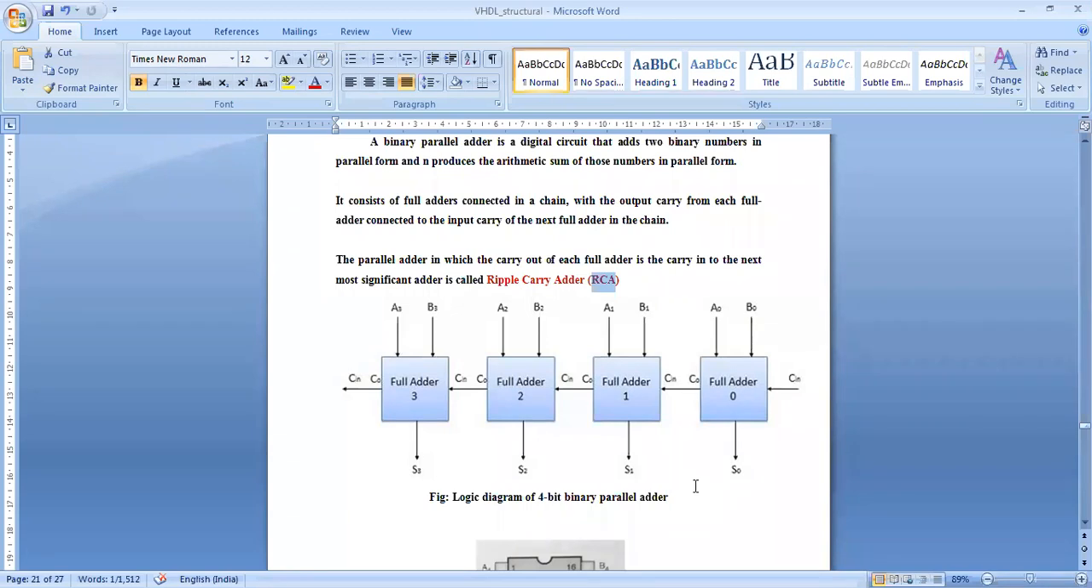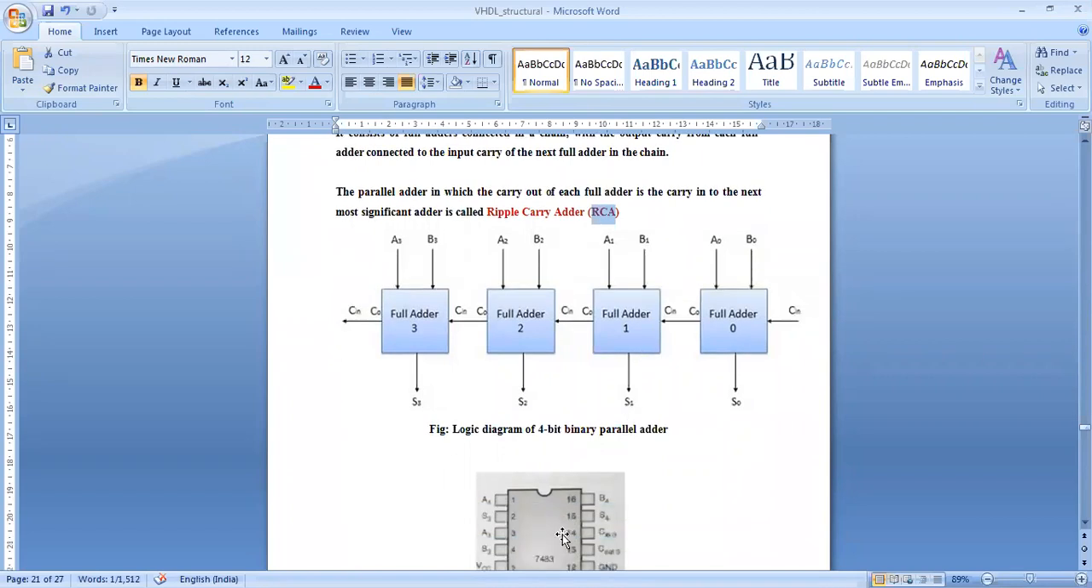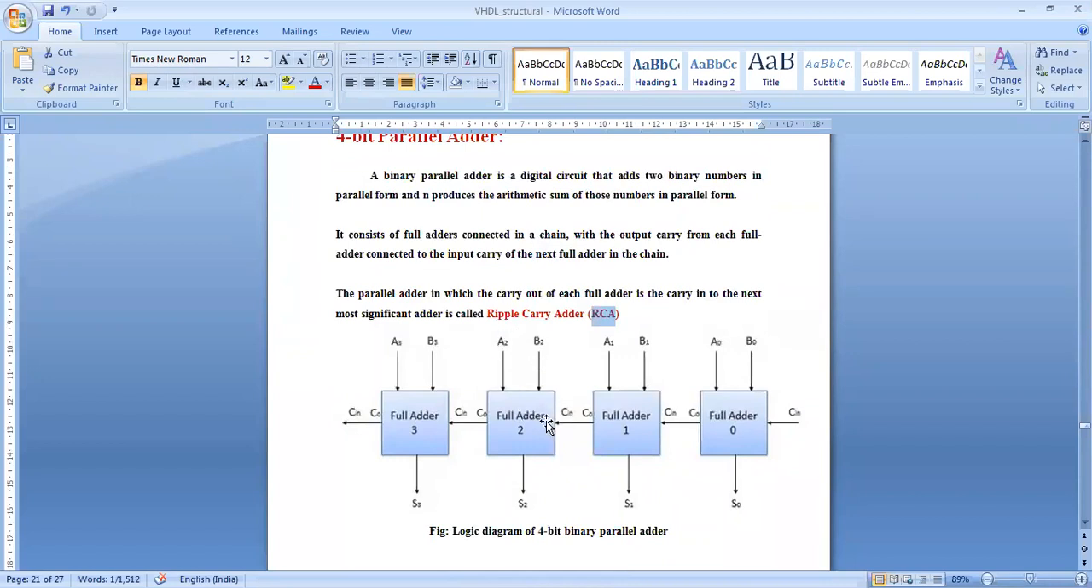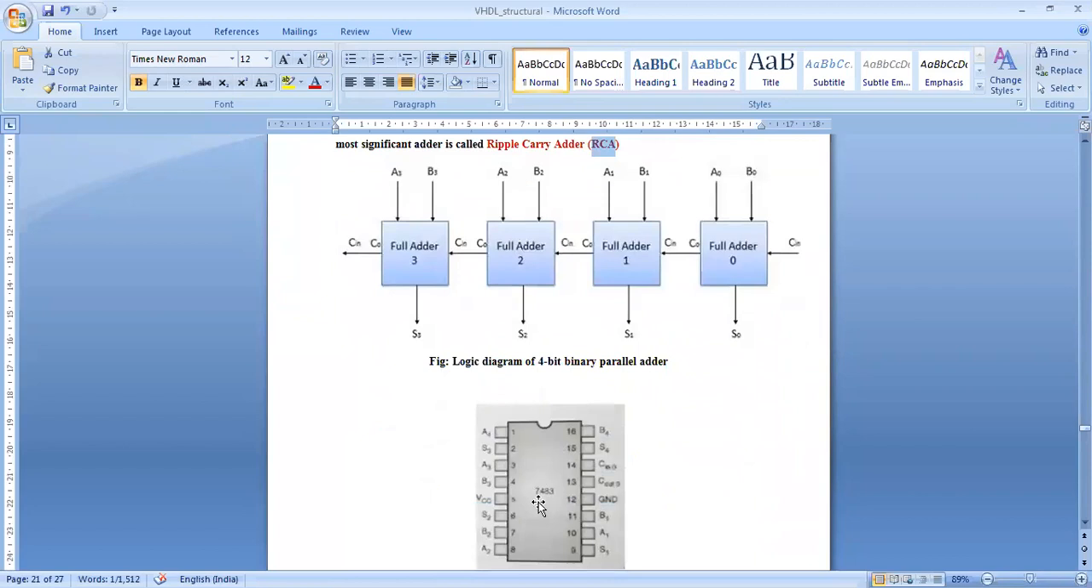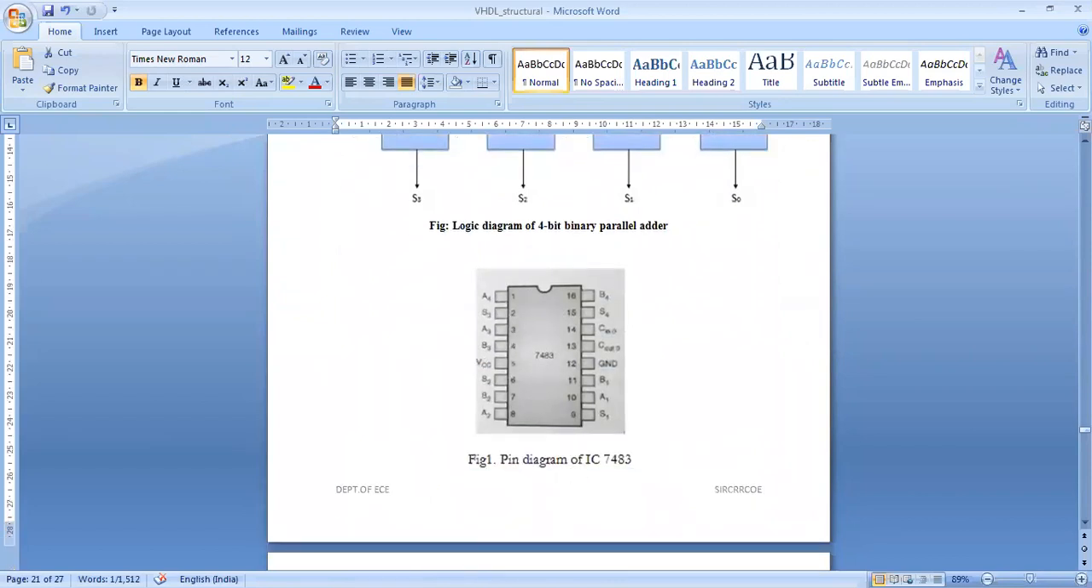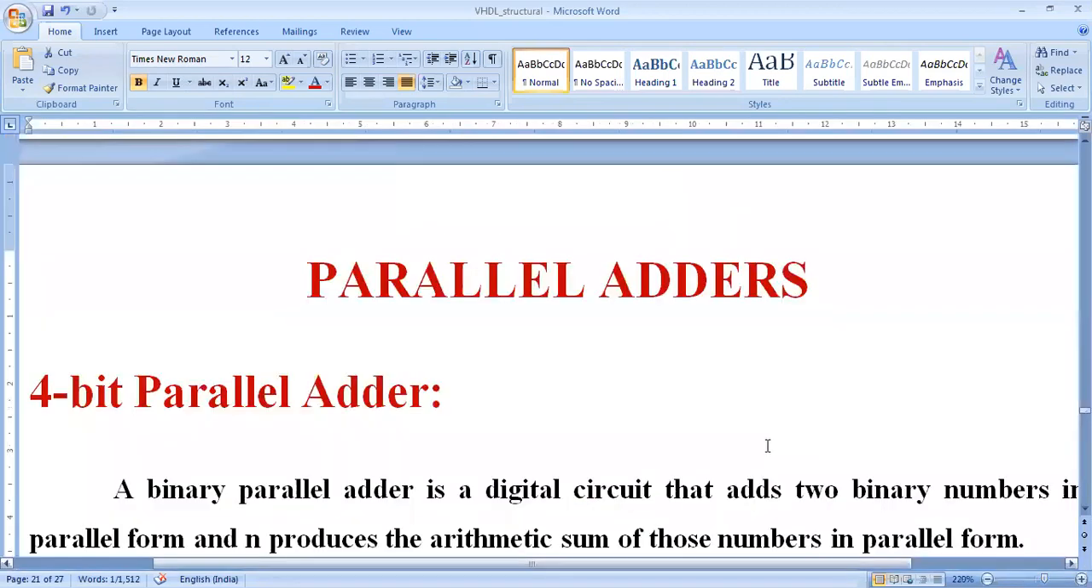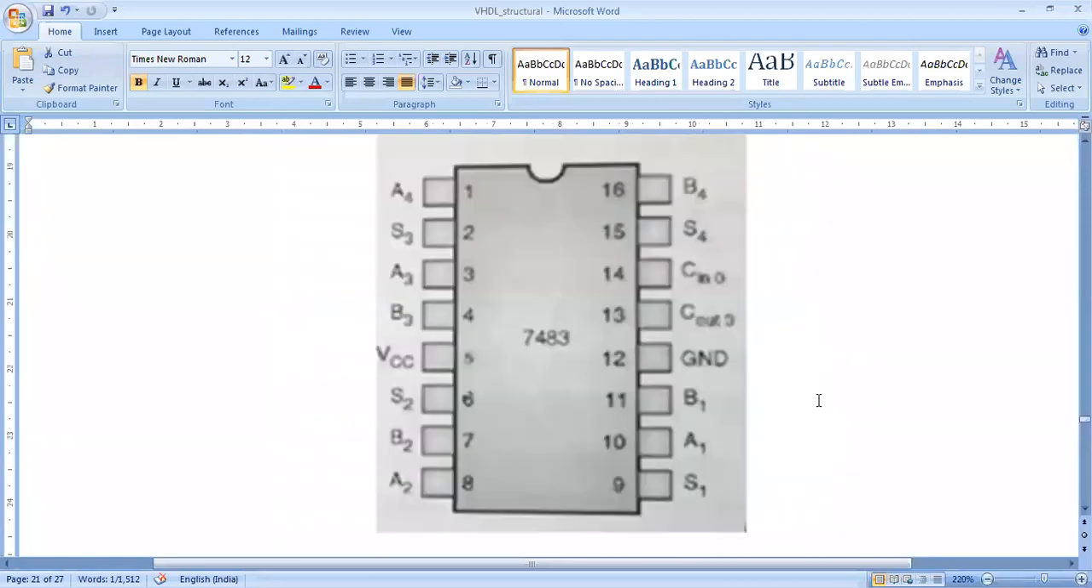Now let us see the IC parallel adders. There is not much difference in the concept, because whatever we have discussed for the 4-bit parallel adder comes in an integrated circuit. Let's see the pin diagram. This is the integrated circuit, pin configuration.